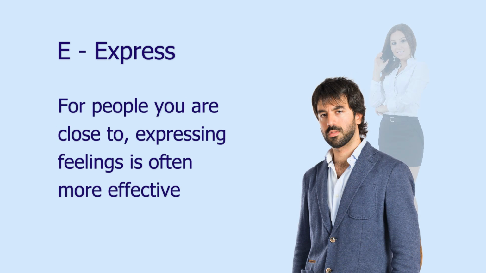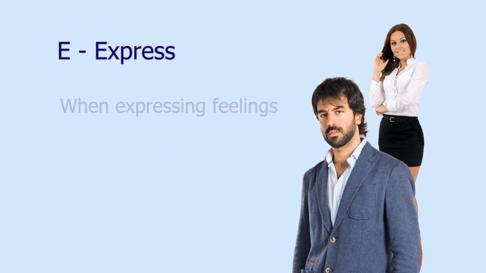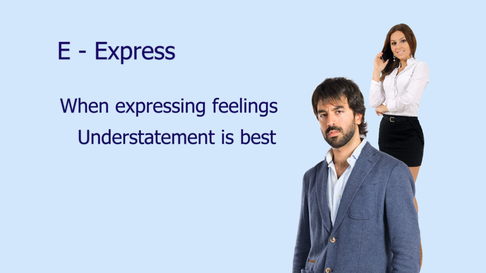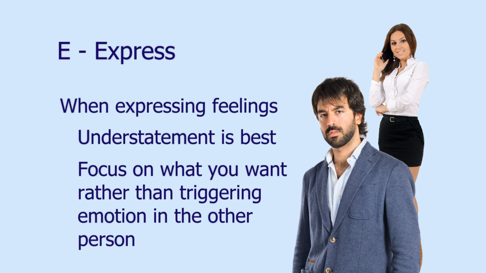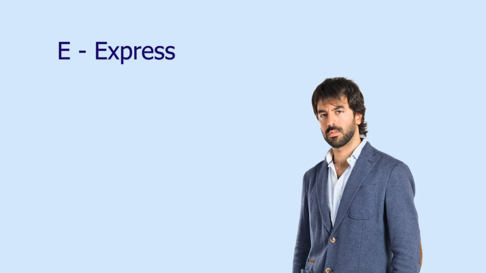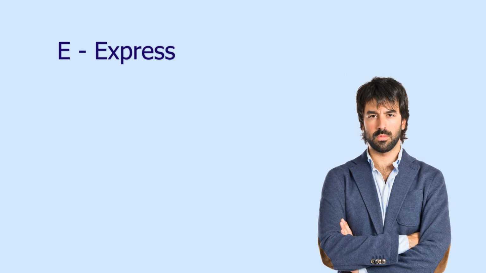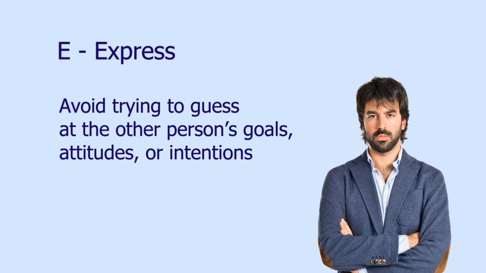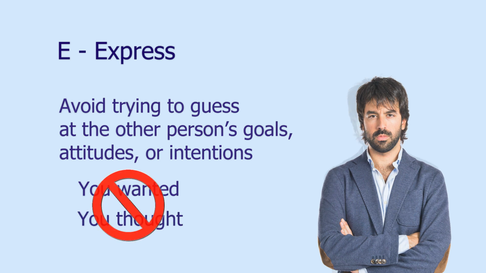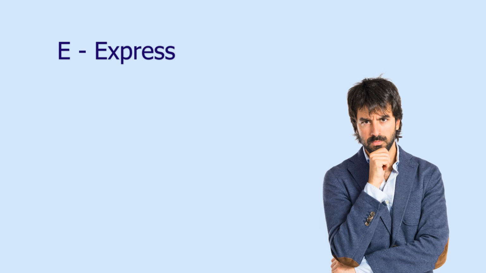For conflicts with someone you are close to, expressing your feelings is sometimes more effective. If you choose to do this, understatement is often best, as you need to focus on what you want rather than triggering strong emotions in the other person that make it difficult to reach an agreement. Simple statements, such as, "I was hurt," or "I was afraid," are best. Also, avoid trying to guess at the other person's goals, attitudes, or intentions with statements like "you wanted" or "you thought." Keep in mind that when you guess at what others are thinking or feeling, you're often wrong.